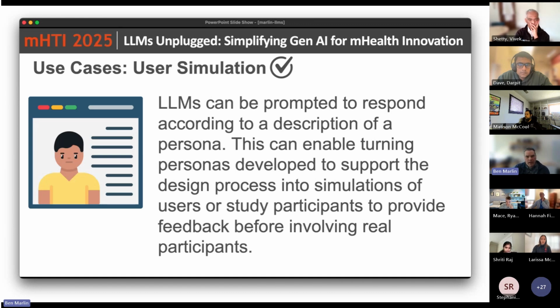Another ready-to-go application is around user simulation. So LLMs can be prompted to respond according to a description of a persona. If you already have personas developed to support the design process, and again, you may have heard about this already from Pension Cluster or others in mHTI, if you have these personas developed, you can drop them into an LLM and provide some level of simulation of users or study participants who respond based on what those persona descriptions are. You might be able to get some relevant feedback that you can use to tweak designs before involving real participants. This is not a substitution for having real participants in a user study, but is an intermediate step that previously wouldn't have been possible.